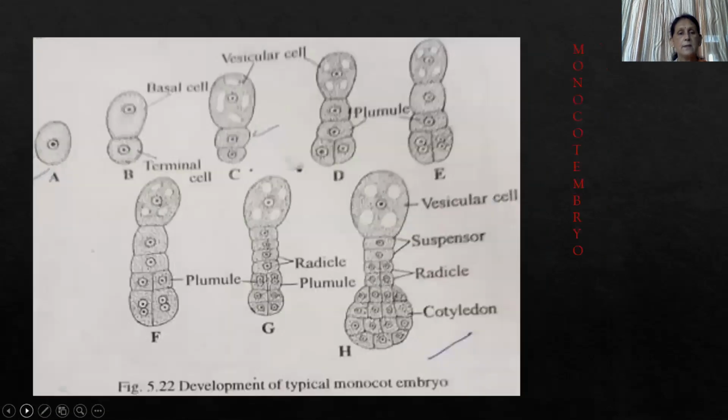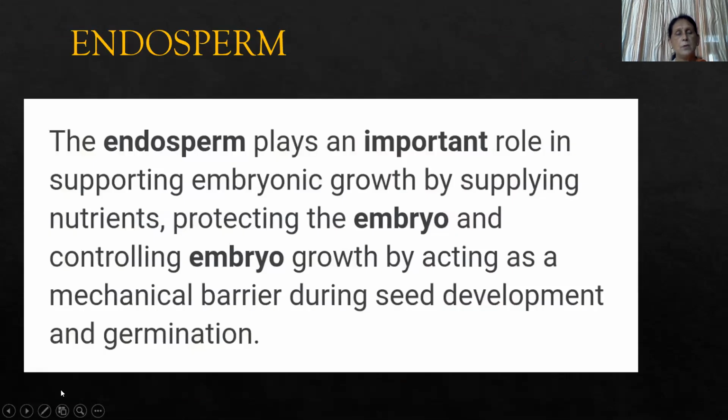So in the next slide, here also is the development of monocot embryo, how it occurs. Actually, the figure is from our textbook, so we can go through our textbooks also, and you can draw the diagram from here also. So this is the vesicular cell, these are the suspensor, this is the radicle, this part is the plumule, and the lower part, that terminal cell, converted into the single cotyledon or scutellum. So I think the two sections of embryogenesis, development of dicot embryo and development of monocot embryo, are clear now.